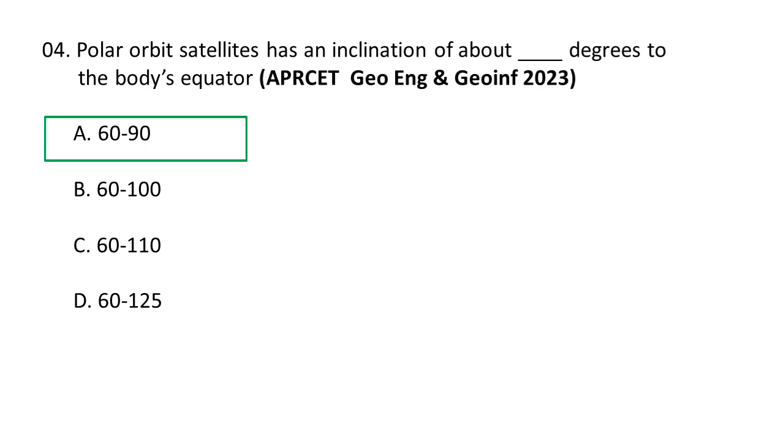A polar orbit is one in which a satellite passes above or nearly above both the poles of the body which is being orbited. That is usually a planet such as the Earth, but possibly another body such as the Moon or Sun as well, on each revolution. So, it has an inclination of about 60 to 90 degrees to the body's equator. So, A is the correct option.